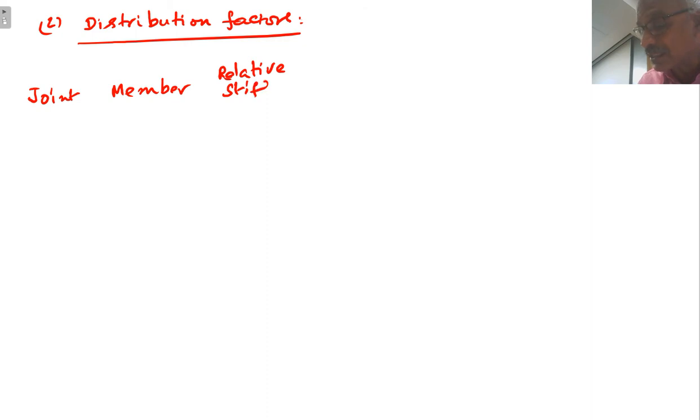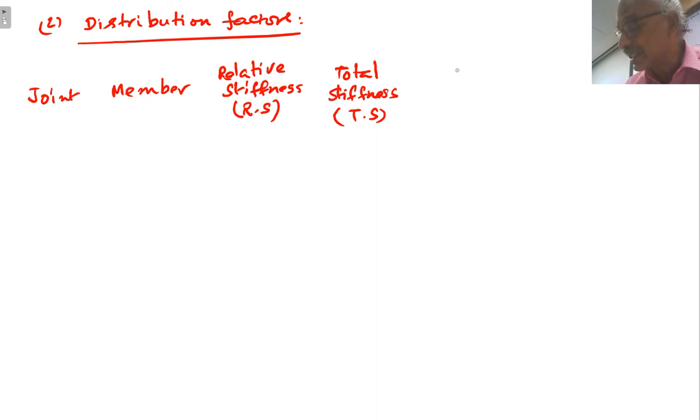Now for all these things, you have to open out the tabulation and show the relative calculations. So it is a regular problem: total stiffness, TS. Then next is the distribution factor, which is equal to relative stiffness divided by total stiffness. So you have to write it elaborately. Write it as distribution factor.